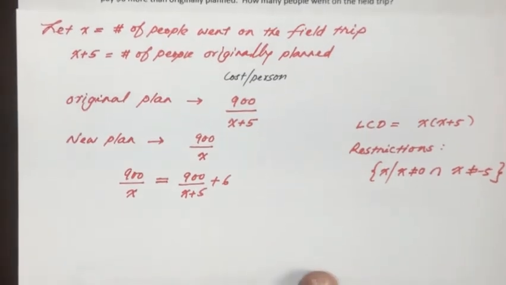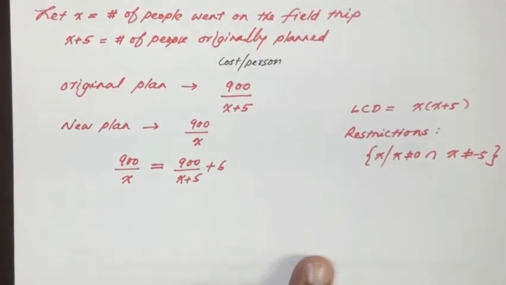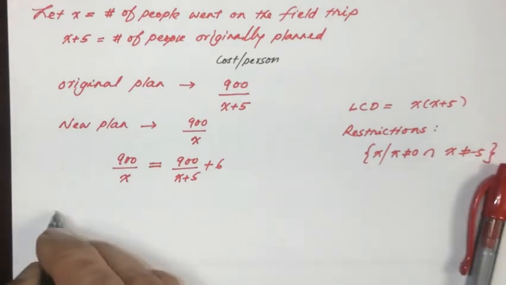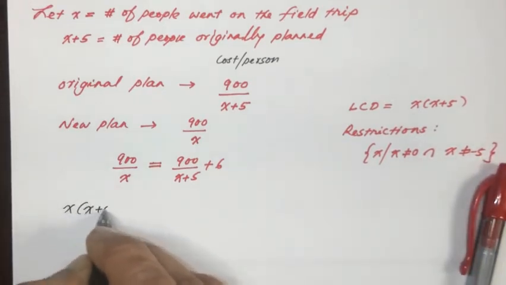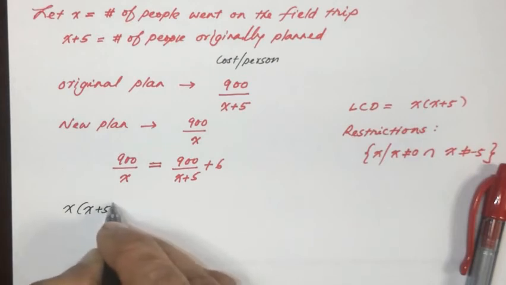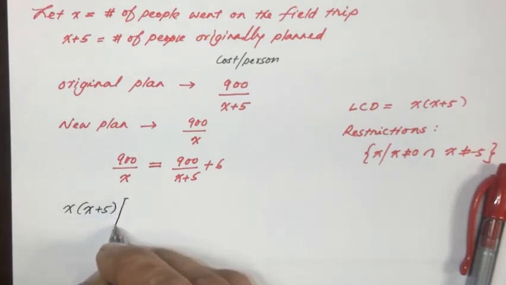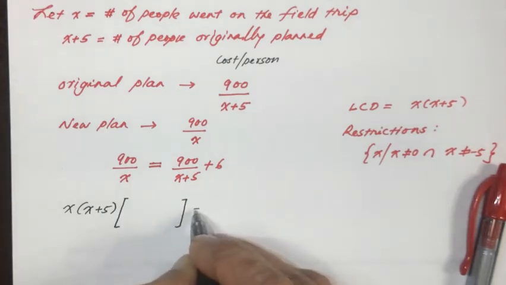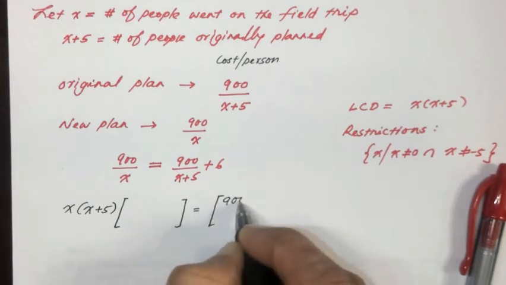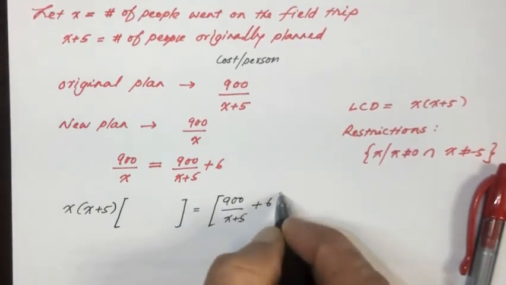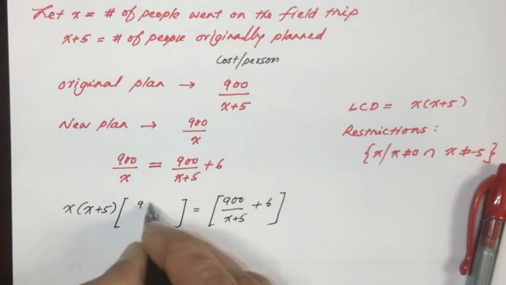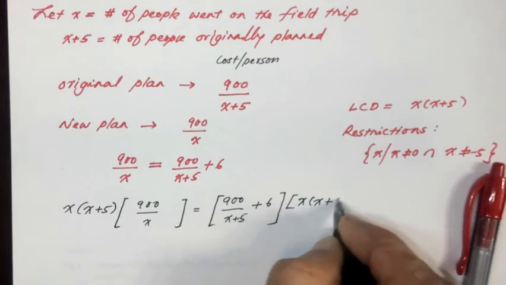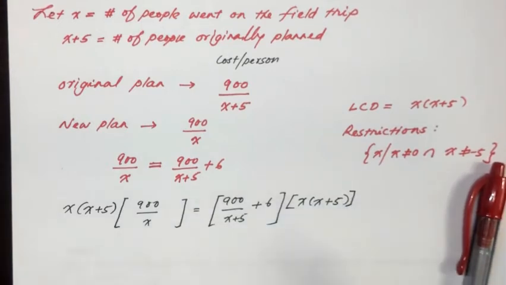Okay, so now you need to multiply both sides of the rational equation by the least common denominator, which is x times x plus 5. It is multiplied on both sides of the rational expression, and we do the math in here.